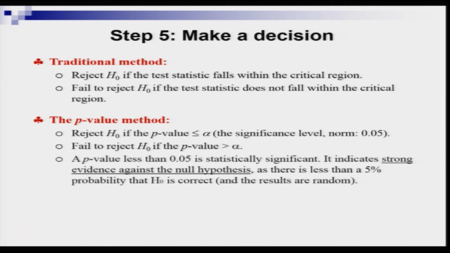A p value less than 0.05 is statistically significant, to use the statistical jargon, and it indicates strong evidence against the null hypothesis. So, there is less than 5% probability that H naught is indeed correct and the results are actually random. Results here means what we observe from the sample.